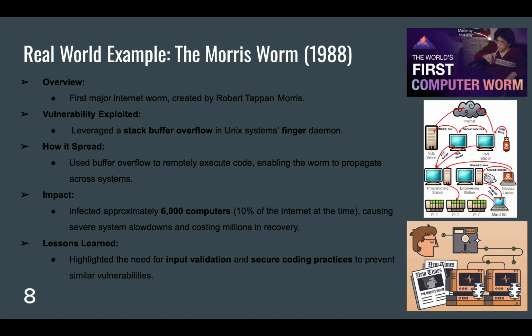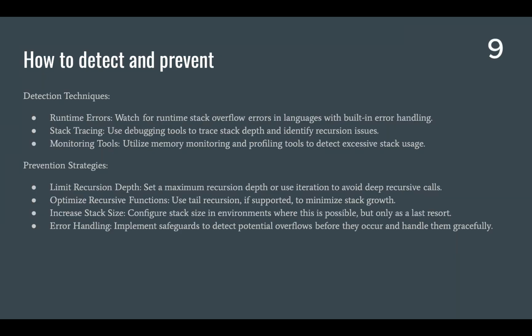The Morris worm highlighted critical lessons for cybersecurity, particularly the importance of input validation and secure coding practices. By validating inputs and avoiding unsafe functions, developers can prevent similar vulnerabilities, protecting systems from buffer overflows and other attacks. How to detect and prevent stack overflow. There are a few techniques and strategies to keep in mind.